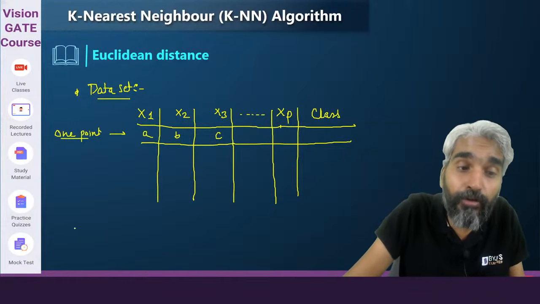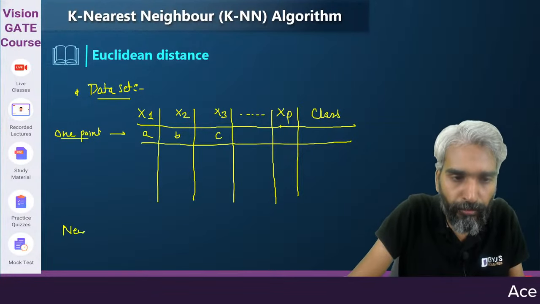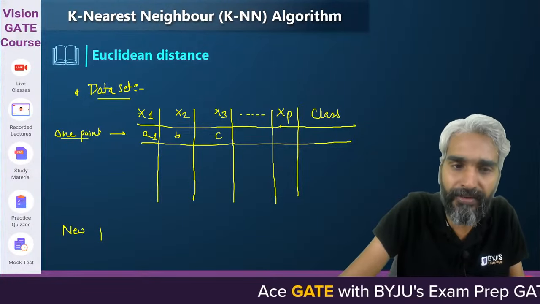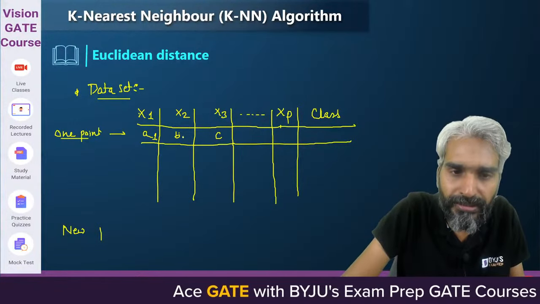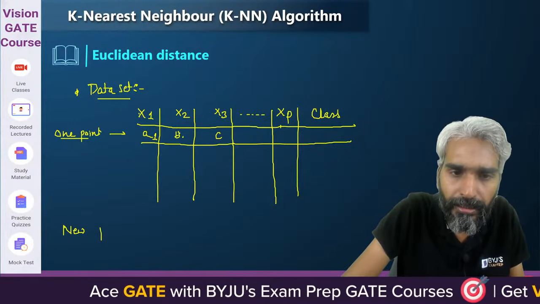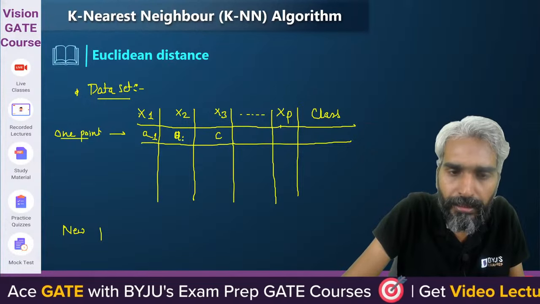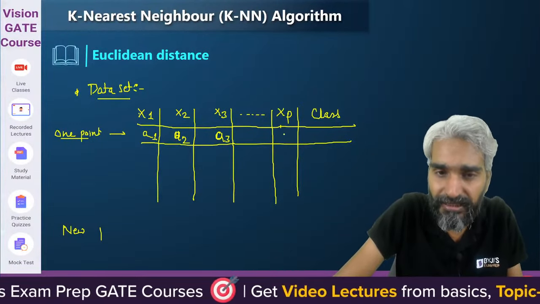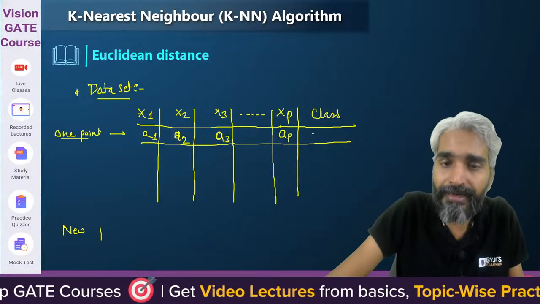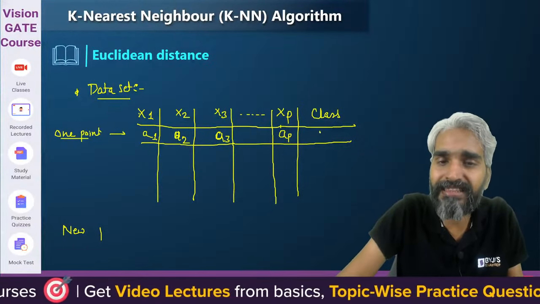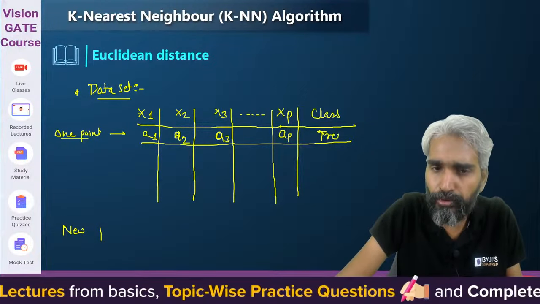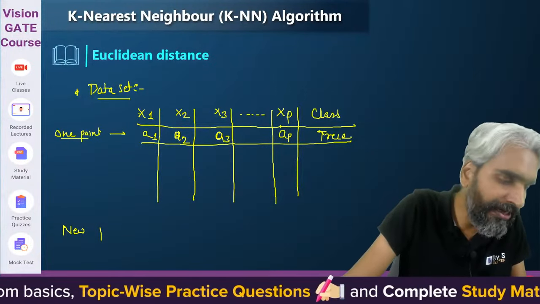If you take a new point, let me define it as having value a1 in the x1 direction, value a2 in the x2 direction, value a3 in the x3 direction, and value ap in the xp direction. And with respect to that, the class may belong to the true class or the false class.